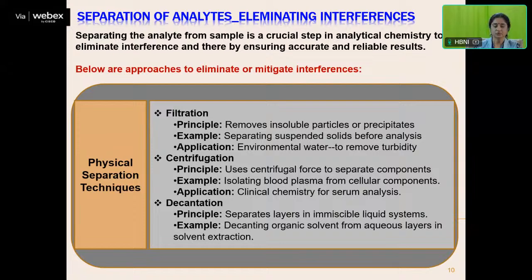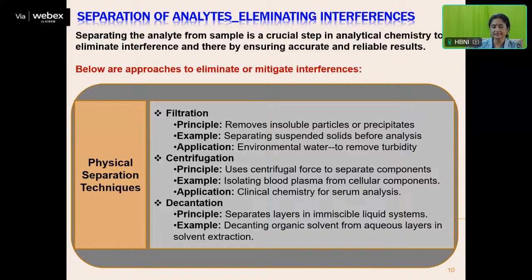So separating the analyte from the sample is a crucial step in analytical chemistry to eliminate interference and thereby ensure accurate and reliable results. So now these are the various approaches, and again it depends on sample to sample what approach you should use for separating the analyte from your matrix.